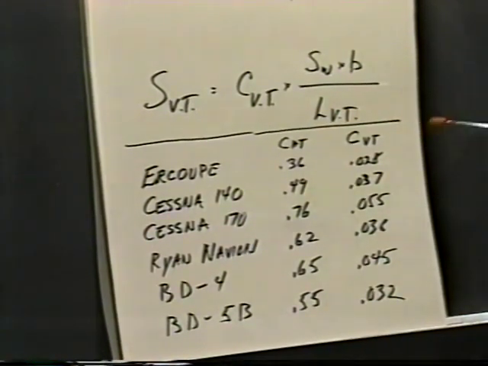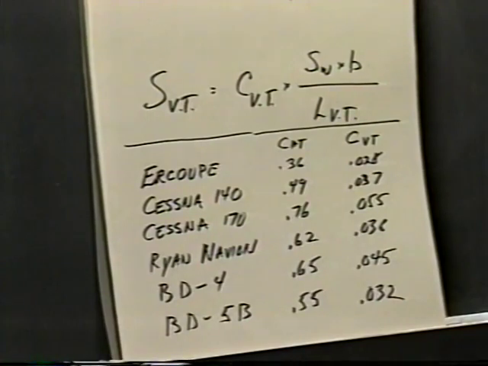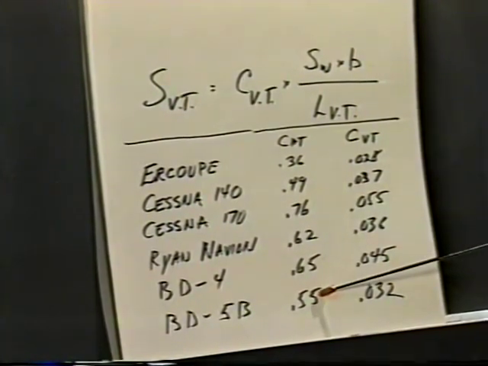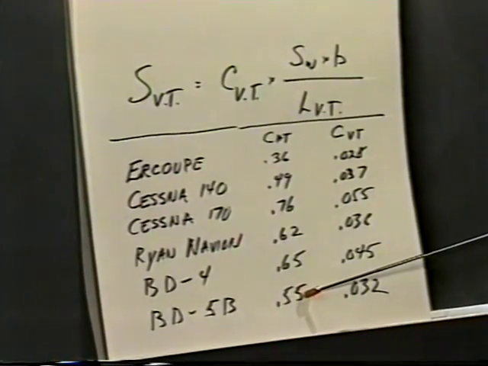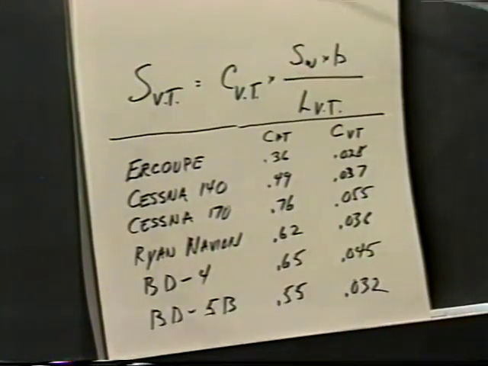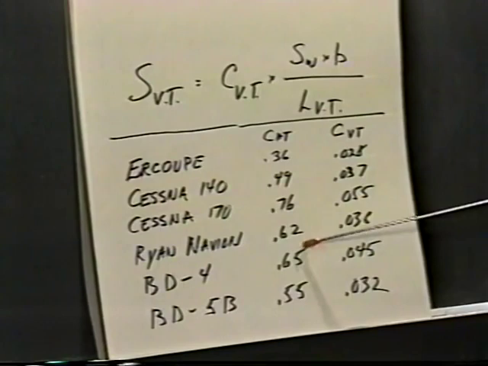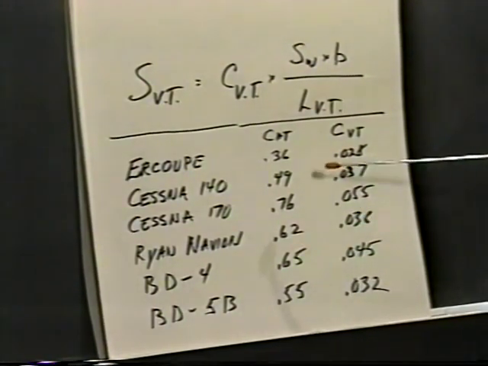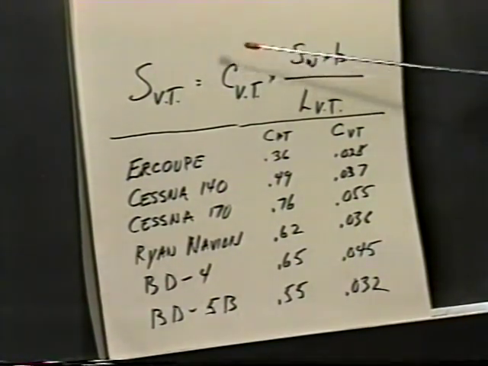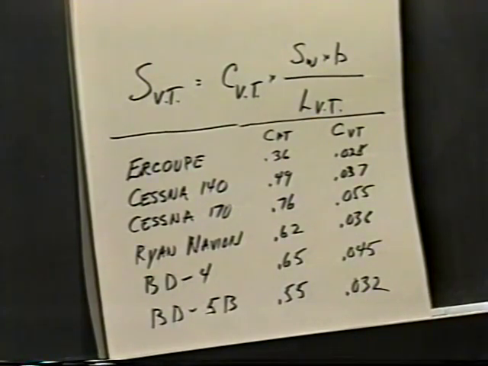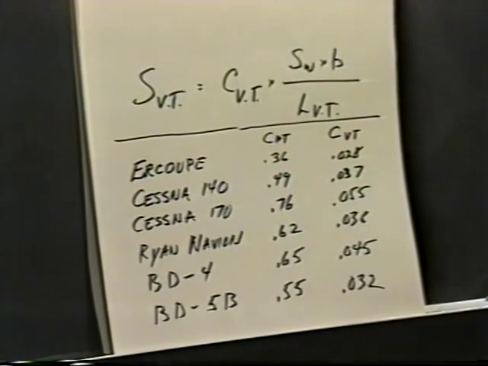Now, this is by no means an exact way of doing it, because in the case of the Bede 5, the propeller was in the rear, so that was adding to stability, and that's not taken into account here. All these other airplanes have the engine and propeller up front. They destabilize. Therefore, if you take that into account in any of these factors, you would find that your effective areas increased or decreased accordingly. But as a rule of thumb, as a beginning, this gives you a reasonable idea on it.